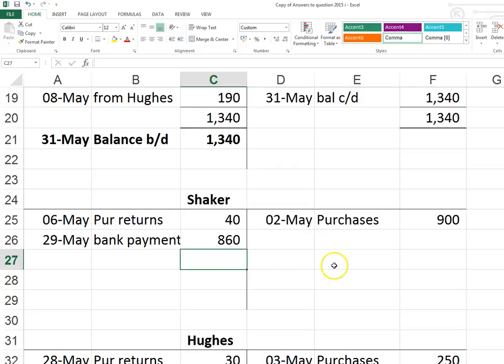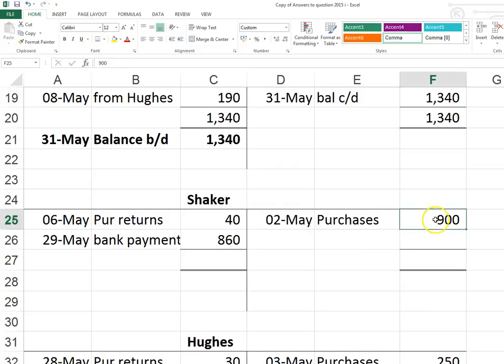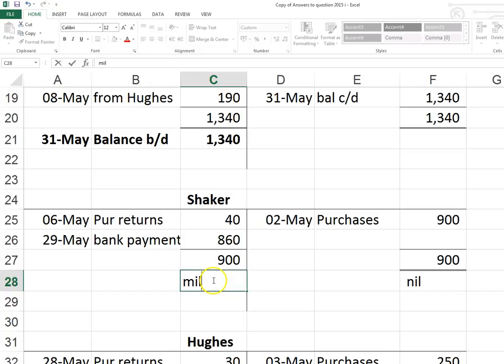Shaker here, we look at both sides. I'm not leaving any space because I can see this side adds up to 900. And when we add up this side, it's 900. So there's no difference between the sides. And if that happens, the balance brought down is nil. Or you can just write nil, or even mil, which wouldn't be ideal in case it was a million, but nil is fine for that.